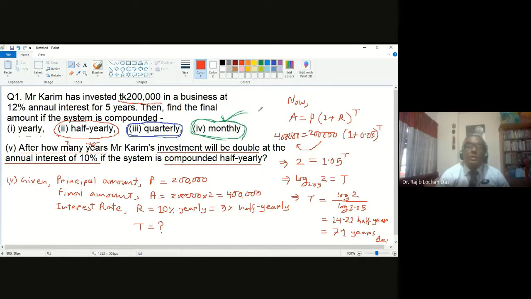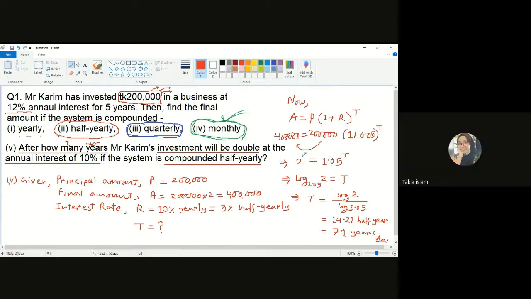So now you can calculate. You know the fixed deposit in a bank. If you make a fixed deposit of 2 lakh taka, then after 7 years it will be double, or after 6 years, or after 8 years, something like that. Now you can understand what they actually do, how they calculate, and what the percentage is. You understand now? Yes, sir.